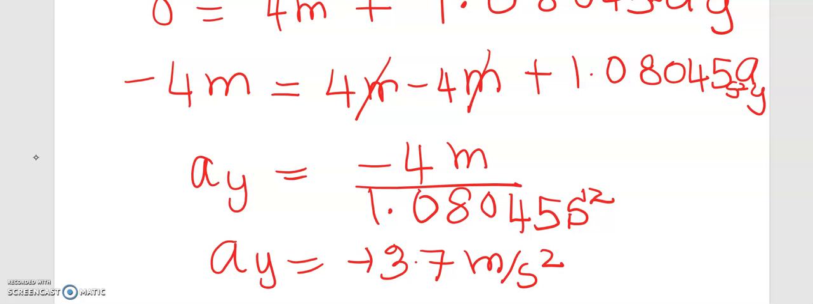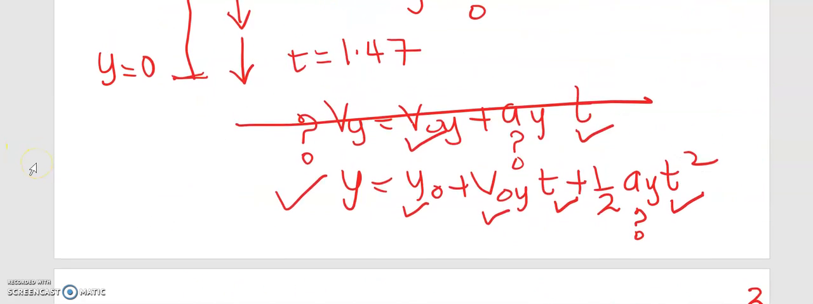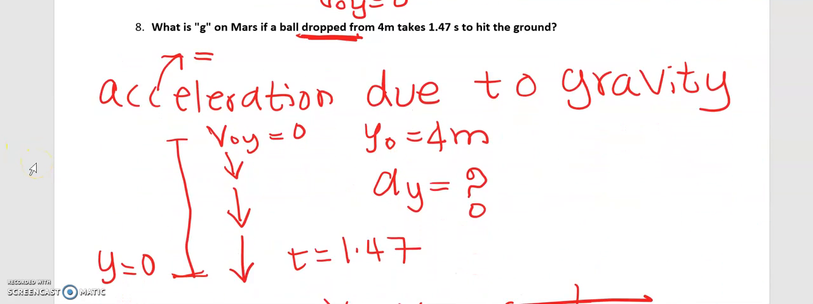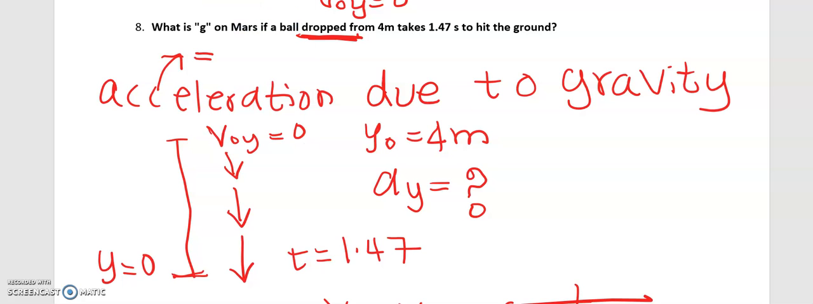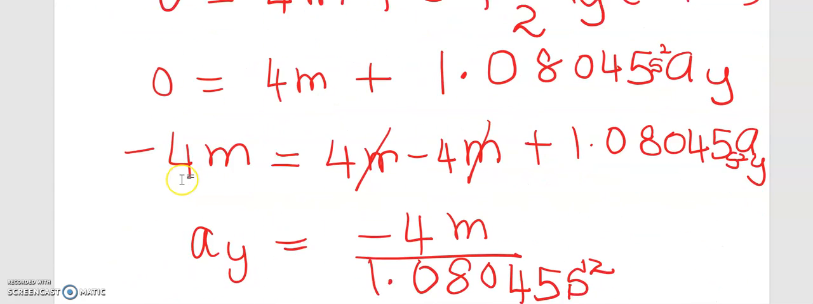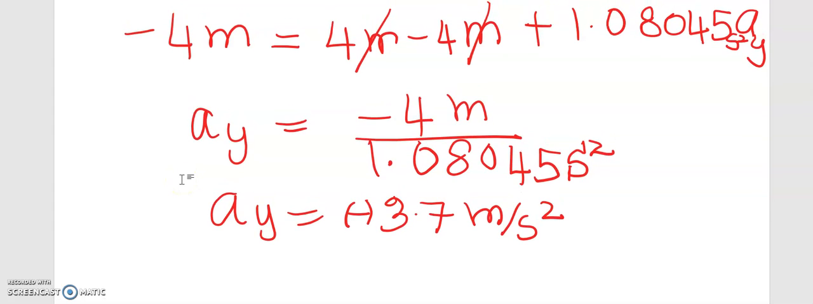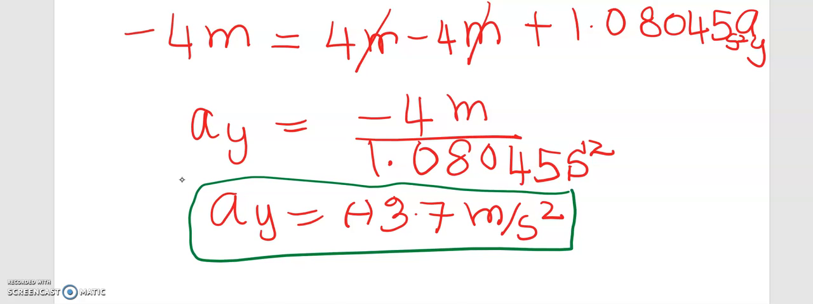Don't forget the negative sign, because we always take up as positive. I should actually mention it here. So I'll go here and put that we take up as positive. That's why we have a negative acceleration. We got a negative value for the acceleration, negative 3.7 meters per second squared. Okay, so it's directed downwards. So that's it.